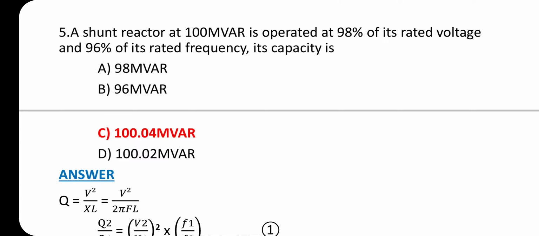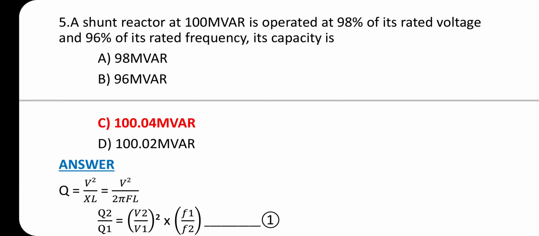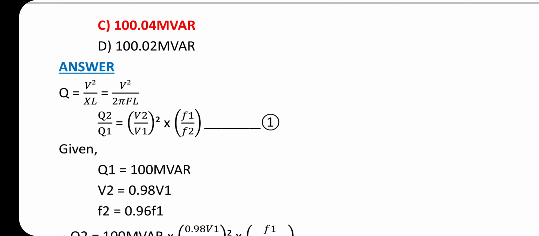Question number 5. A shunt reactor of 100 MVAR rating is operated at 98% of its rated voltage and 96% of its rated frequency. Its capacity is, answer is option C, 100.04 MVAR.